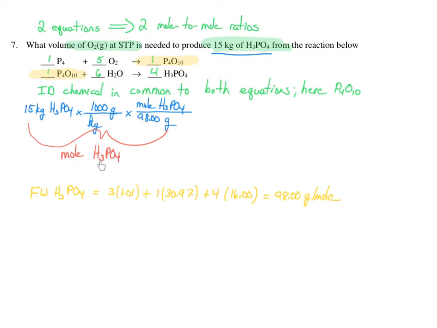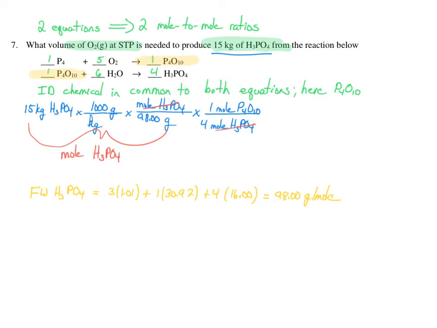We want to relate phosphoric acid to our common chemical, P4O10. That's done using this second chemical equation, so we want to make sure we use the chemical with the appropriate coefficient. We set up our conversion factor using our balanced chemical equation. It tells us 4 moles of phosphoric acid are produced from every mole of P4O10. When we check out the cancellation, we see moles of phosphoric acid cancel out, and we have moles of P4O10.